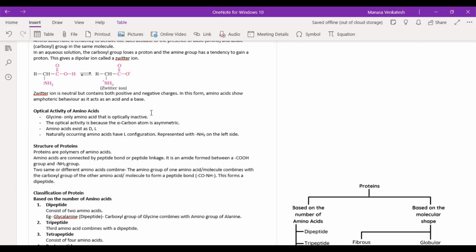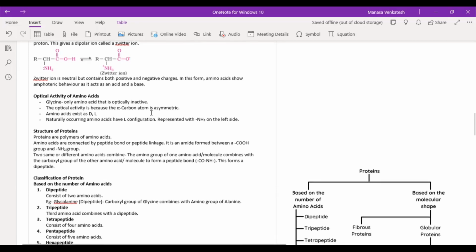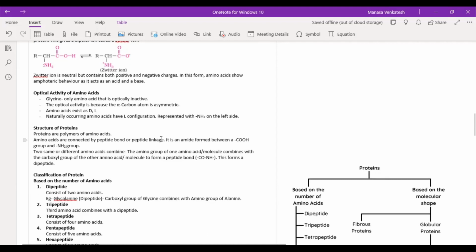Next is the structure of proteins. Proteins are basically a lot of amino acids joined together. This is due to the formation of something called a peptide linkage. A peptide linkage is an amide bond formed on reaction between the COOH and NH2 of 2 different or same amino acids. When one amino acid combines with another, same or different, it leads to the formation of an amide bond. And that leads to the formation of a dipeptide.